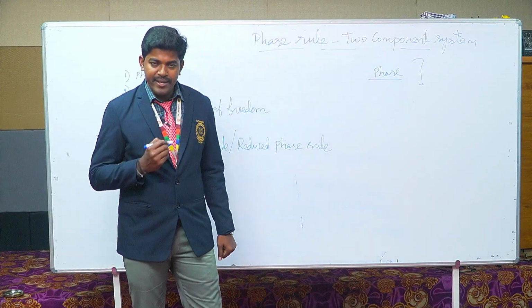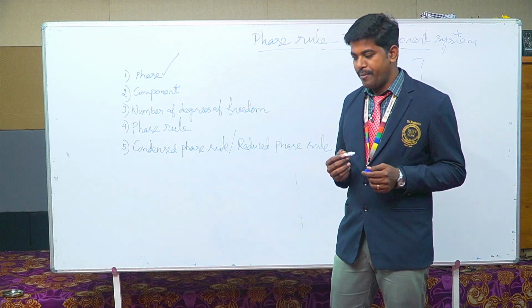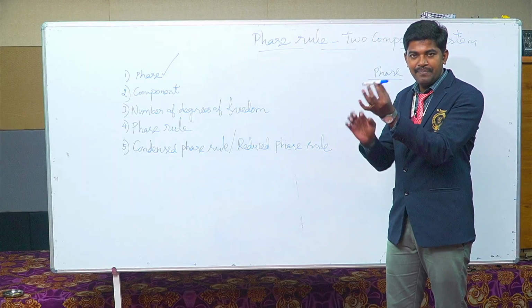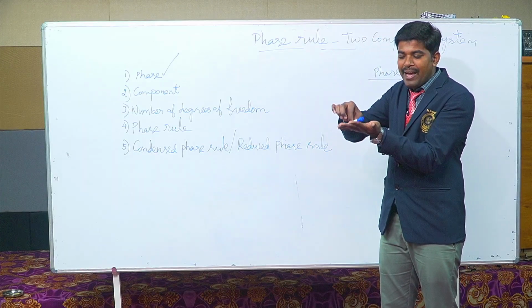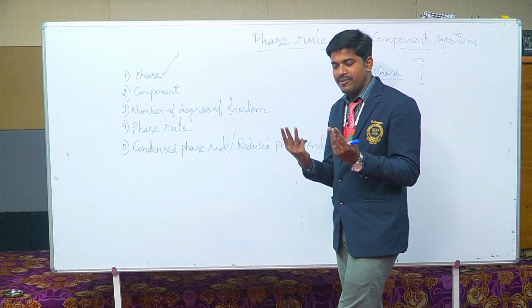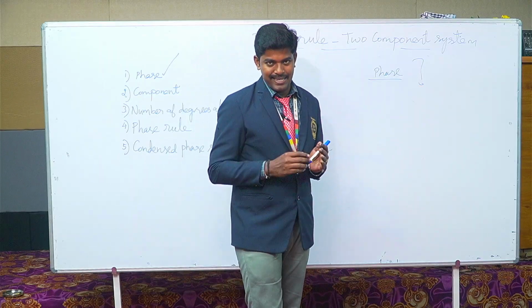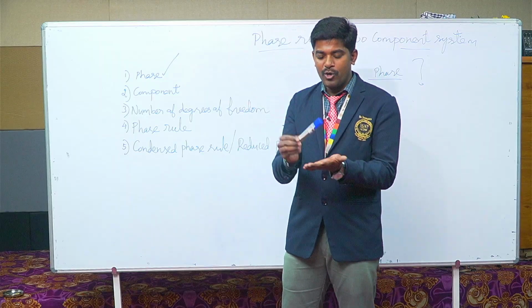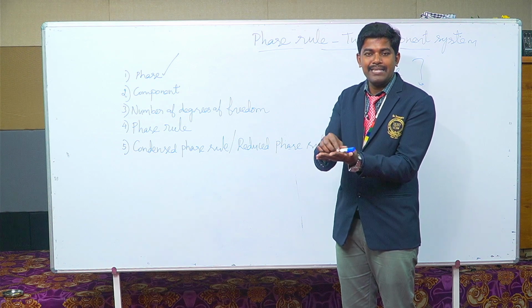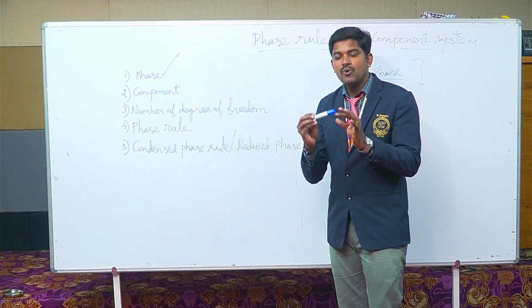Phase is a homogeneous, physically distinct and mechanically separable portion which has a definite boundary. Let's see an example. I have a marker in my hand. It is physically distinct, it can be mechanically separable, it has a definite boundary, and it is homogeneous because it is in a solid state. There are three different states: solid, liquid and gaseous. The example I have taken now is the marker. It is a solid, homogeneous, physically distinct and mechanically separable portion, and it has a definite boundary. So this is called a phase.